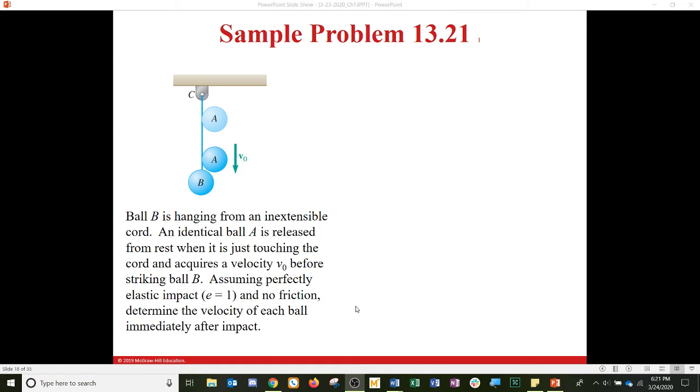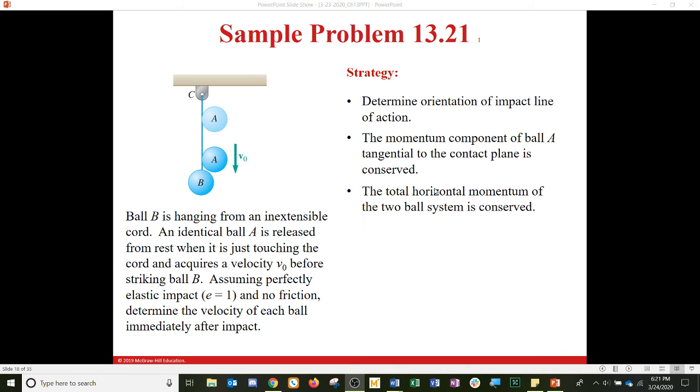And so the third sample problem here is number 21. B is hanging from a cord. A is released from rest. It is tangent to the cord and stays as such, and then it strikes B. So we're working with a perfectly elastic collision. What happens to each ball immediately after impact? And you'll notice no information specified in numbers, so this is a symbolic solution.